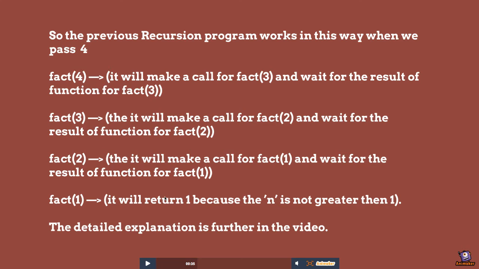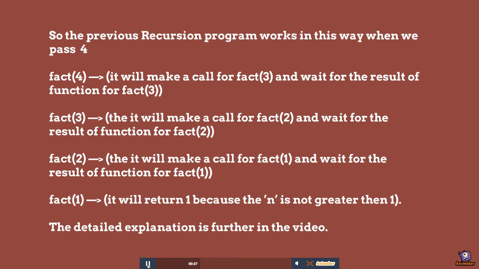Because we already have a condition there, if n is 1, which is not greater than 1, it will return 1. So in a further video we will explain in much more detail, so don't get confused, just relax. We will take an example and give you much more detail.